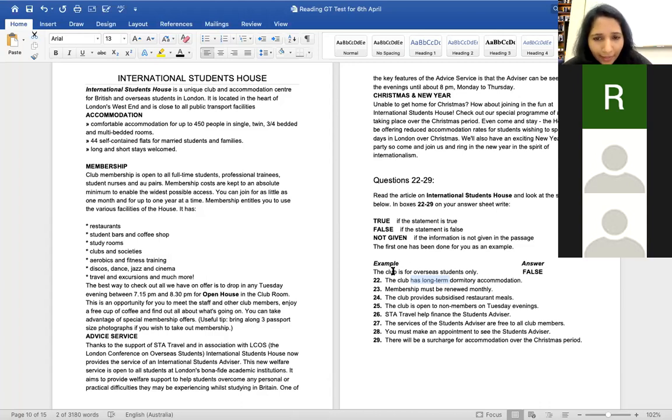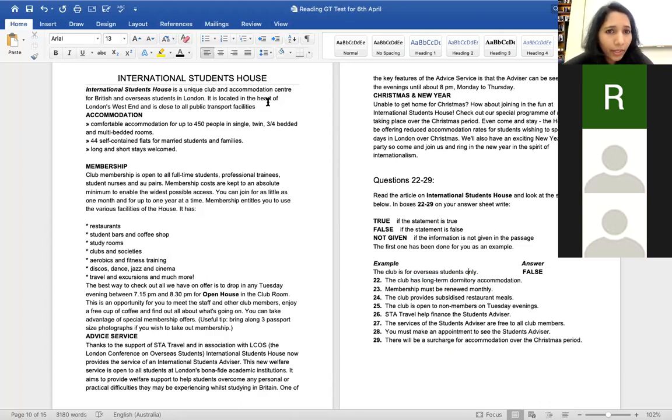If you look at the way that they have written it, this club is for overseas students only. So this is something called a qualifier: only, most, just, all, more, majority. All these are called qualifiers or qualifying words. They change the meaning. So only means what? It's exclusive only for these people. So it's excluding other people. Only overseas students can live here.